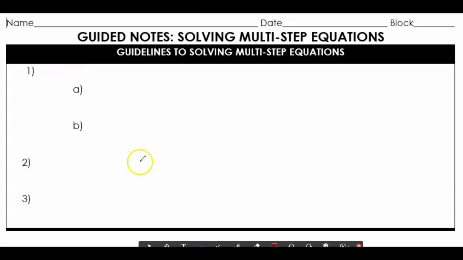So our guidelines for multi-step equations: our first step is to simplify each side separately. Once we simplify each side separately, in order to do that, we want to use the distributive property when we can.